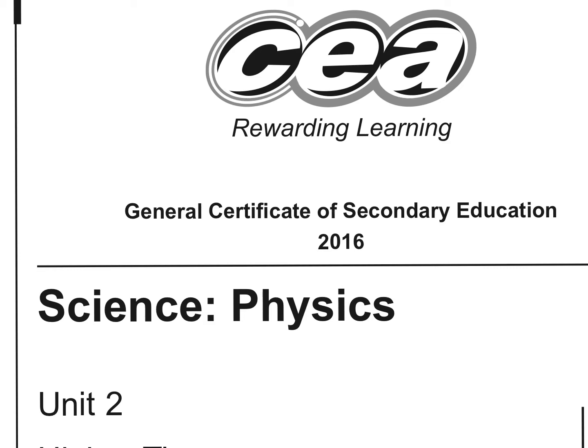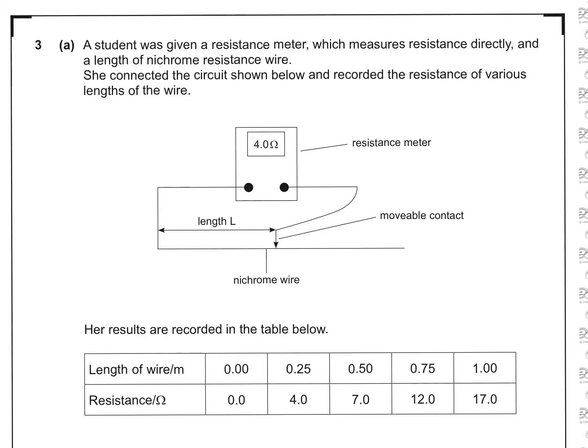Continuing our series on the 2016 CCEA GCSE Physics paper, Unit 2, we're doing question 3, which is electricity. 3A. A student was given a resistance meter which measures resistance directly and a length of nichrome wire. She connected the circuit shown below and recorded the resistance of various lengths of wire.